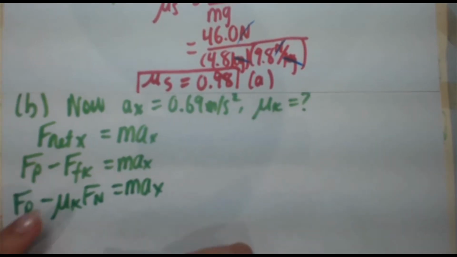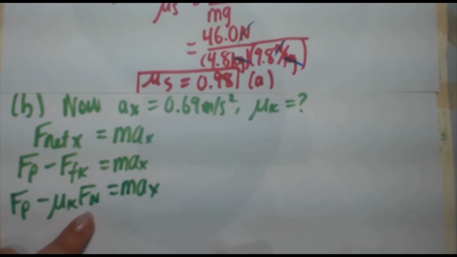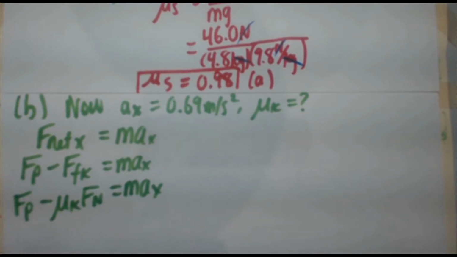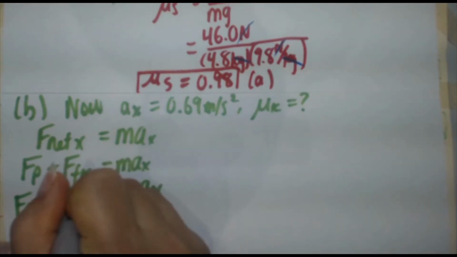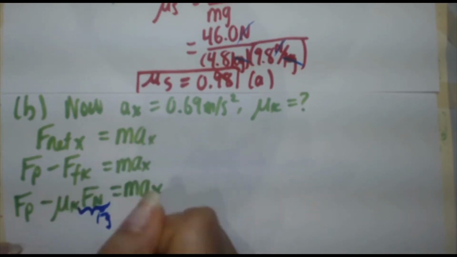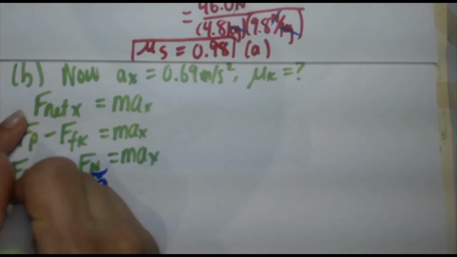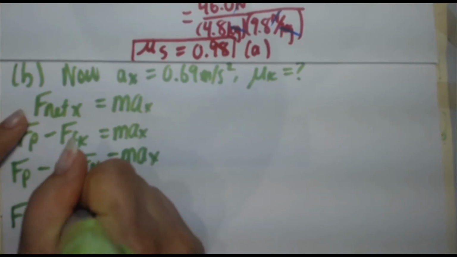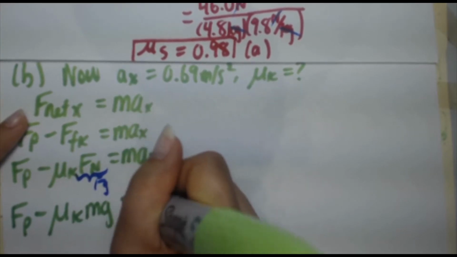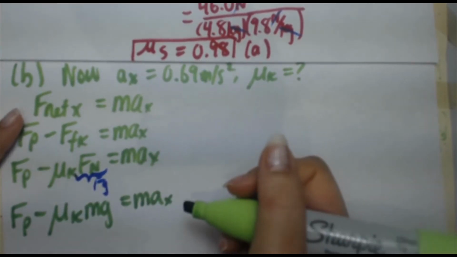And similar to before, although the net force in the x direction is not 0 anymore, the net force in the y direction is. It's still 0. The box is not going up and down. Okay, so that means that Fn is the same as Fg, which is mg. Okay, so I'm going to now replace that. Fp minus mu k mg equals max.